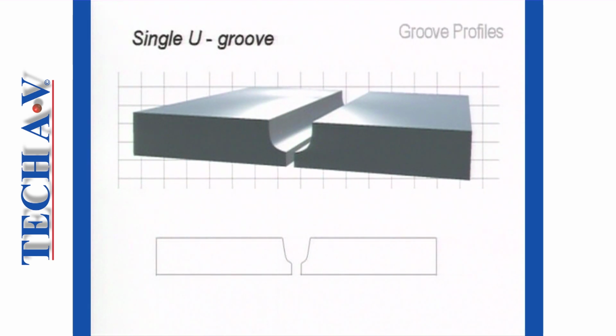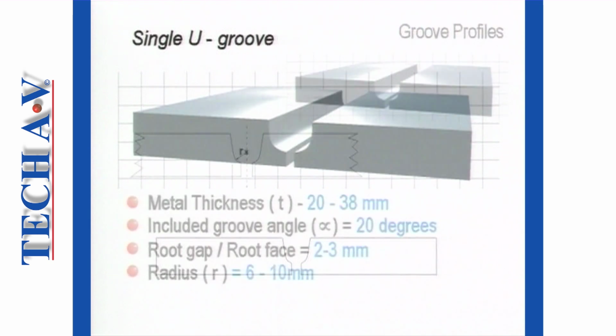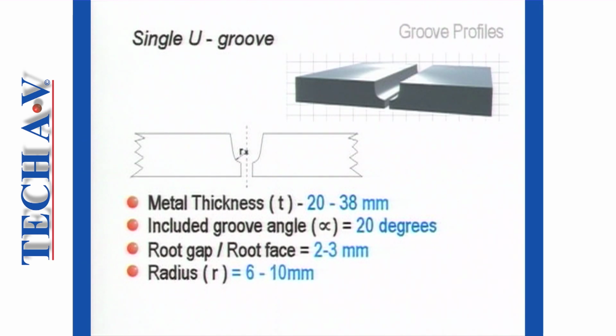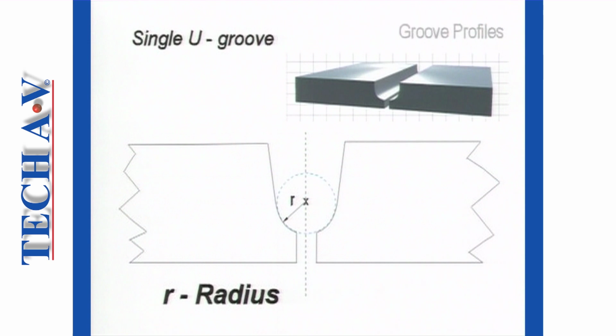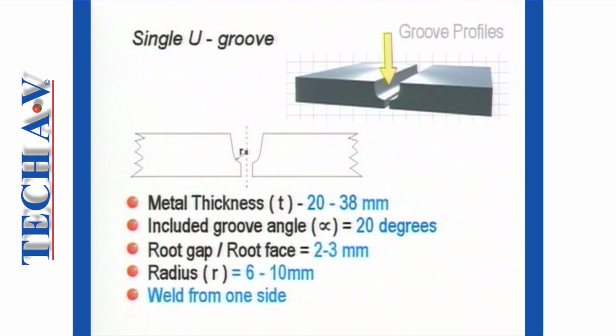Next we see a single U-groove. This preparation can be used on metal sections between 20 and 38 mm. An included groove angle of 20 degrees is required. Both the root gap and the root faces should be between 2 and 3 mm, and a radius of 6 to 10 mm is effected in the U. Welding is done on one side only.